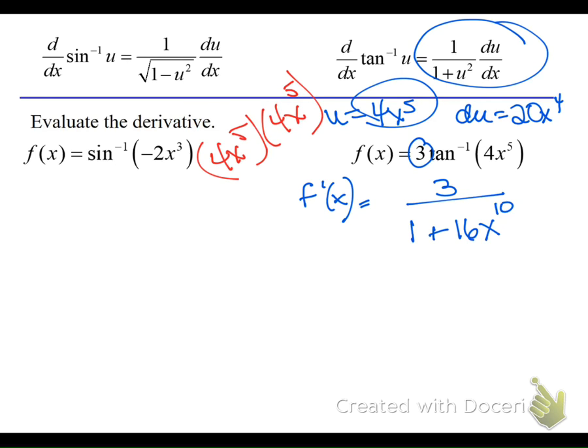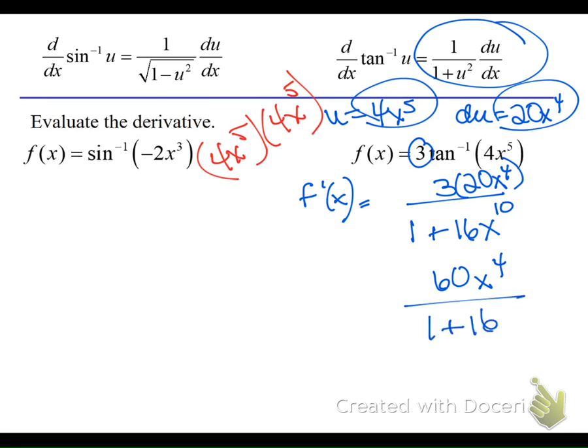Times du, which is 20x to the 4th. And then my final answer would therefore have a 60x to the 4th in the numerator, and that's it. Easy, no big deal. Okay? All right, moving on to the next type of problem.